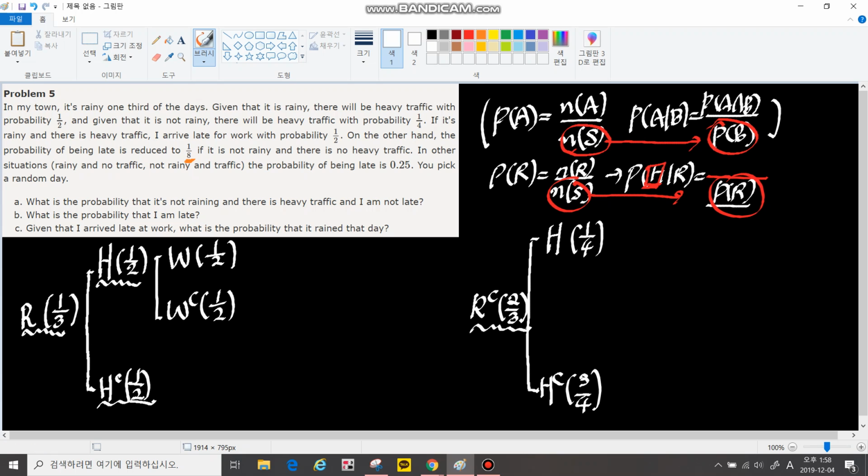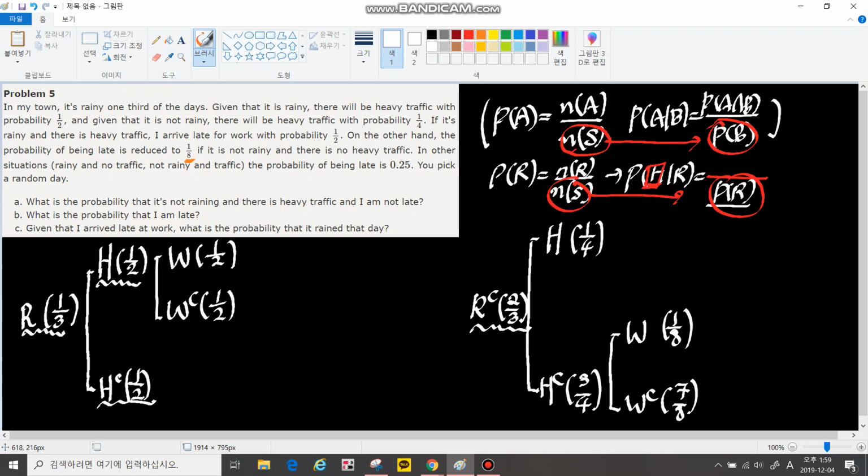And it says, on the other hand, the probability of being late is reduced to 1/8 if it's not rainy, there is no heavy traffic. So it's not rainy, there is no heavy traffic, that the probability is going to be reduced to 1/8. The probability of him being late is 1/8. So it's 1/8 over here, and then this is 7/8 then.